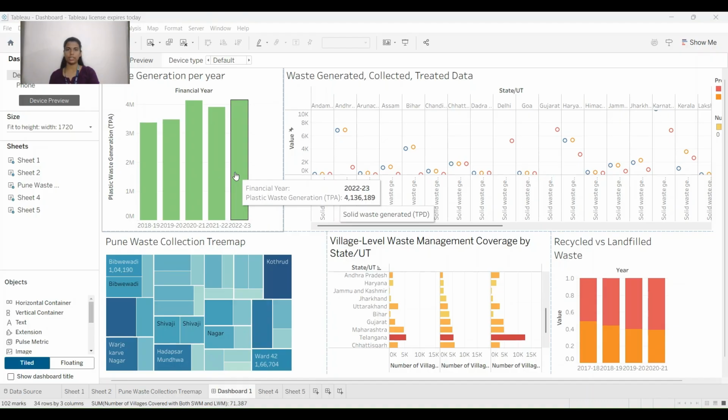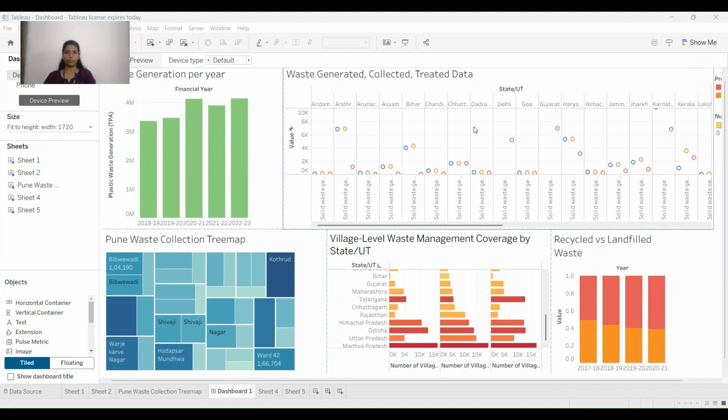It indicates the increasing pressure on waste infrastructure and the importance of plastic waste management rules. The second sheet shows state-wise data for solid waste generated, collected and treated across India. At the top of the chart, we can see the names of different states and union territories. On the vertical axis, the value ranges from 0 to 10k, representing waste quantity in tons per day.